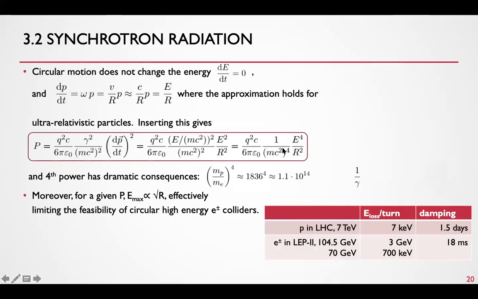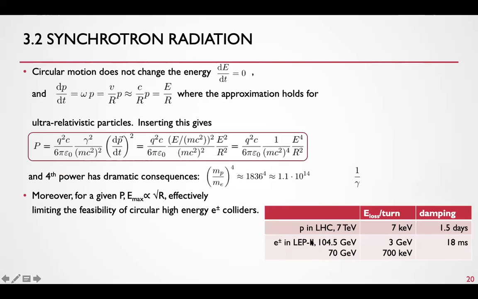And the last thing we do is we look at the numbers. Protons at the LHC have an energy loss per turn of 7 keV. That's nothing because they travel with TeV and they lose only keV. That's a factor of a million, right? So they lose only a millionth. So you can have these protons circulating for 1.5 days and they use only a fraction of the energy.